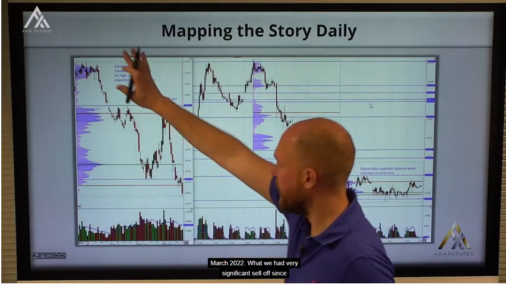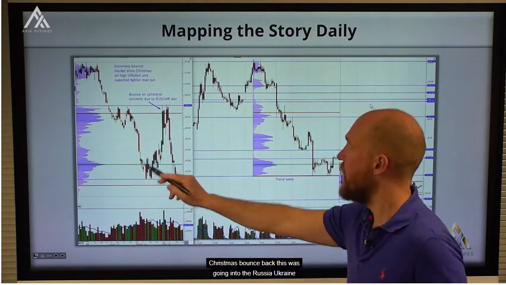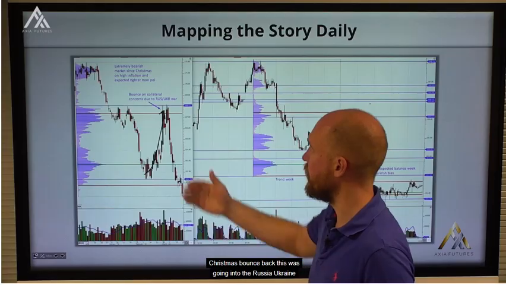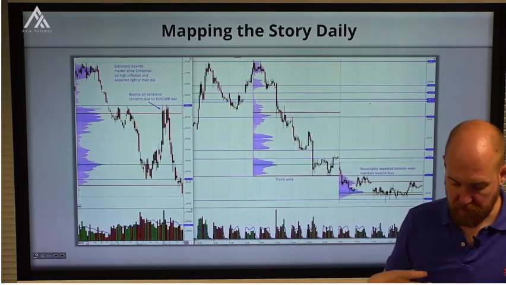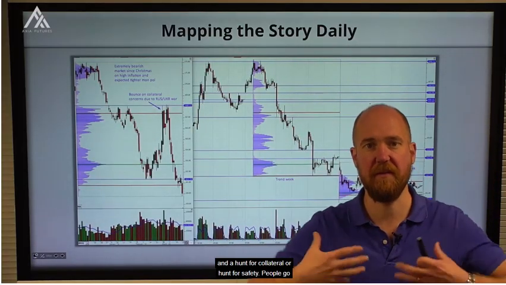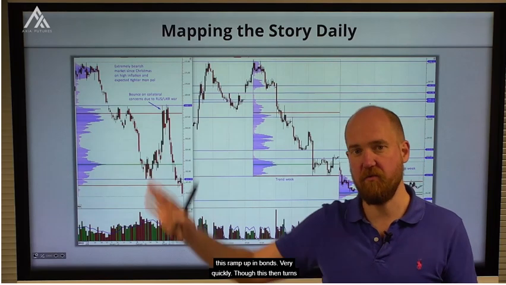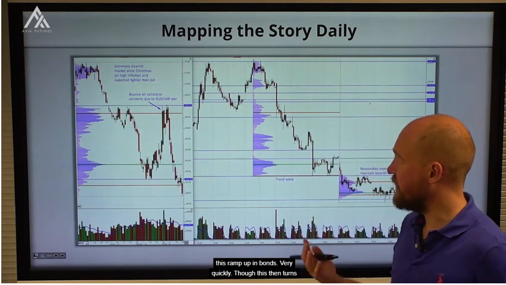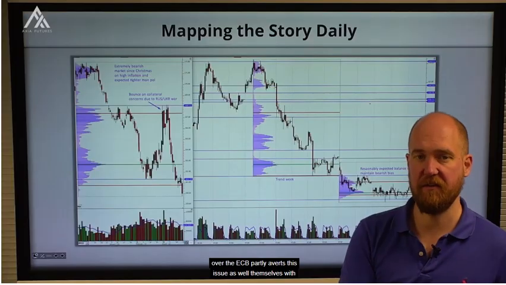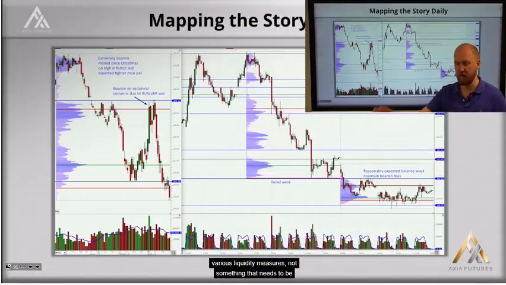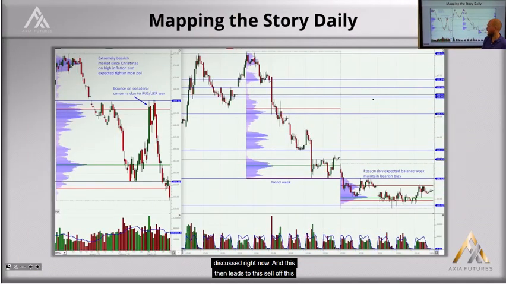What we had, very significant sell-off since Christmas, bounce back. This was going into the Russia-Ukraine war and a hunt for collateral, a hunt for safety. People go rushing into that, they buy bonds, which is what creates this ramp up in bonds. Very quickly though, this then turns over. The ECB partly averts this issue as well themselves with various liquidity measures, not something that needs to be discussed right now. And this then leads to this sell-off. This move down here is this move here on an hourly across the week.